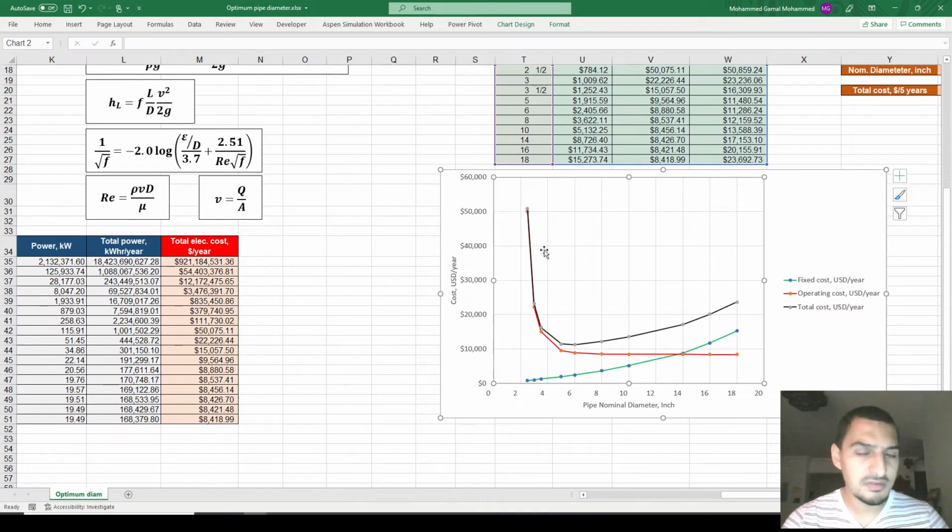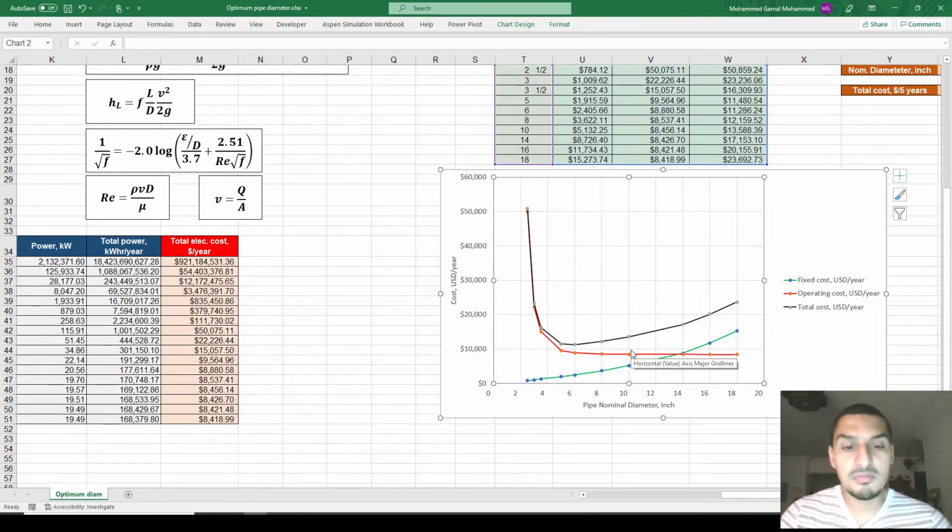And this is very similar to what we demonstrated in the previous video about how the curve should look. So you see, this is the operating cost, the fixed cost. The operating cost is going down and it's almost getting constant, and the total cost is first dominated by the operating cost, because it's very large, and then it's getting high due to the increase in the fixed cost.